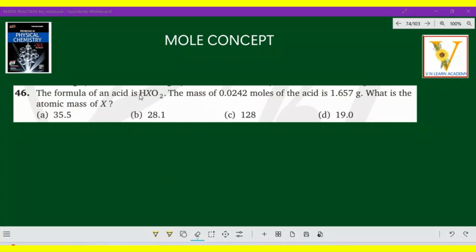Next question: the formula of an acid is HXO2. Here in this point, the mass of 0.0242 moles of the acid is 1.657 gram. What is the atomic mass of X? Actually, this is a very, very interesting question. Like a puzzle, what is that X we have to identify? So the formula of the acid is HXO2.